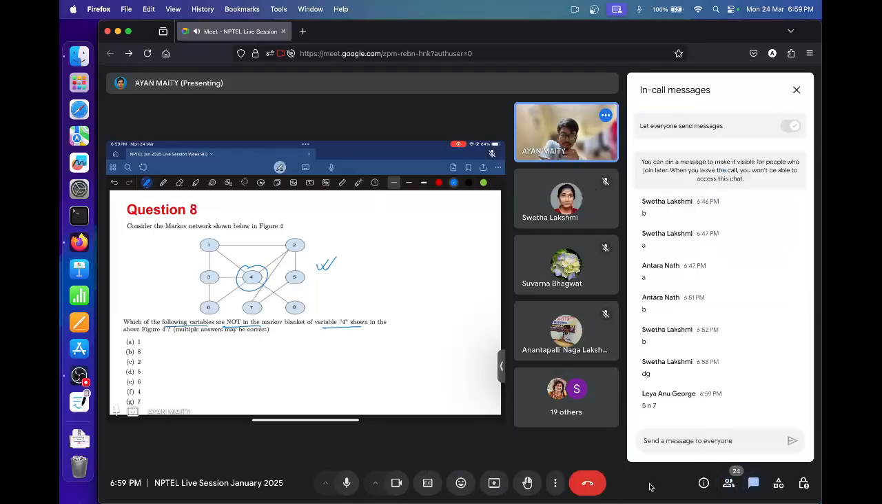So Lakshmi says D and G. So D is 5, G is 7. Leah, Anu, George says 5 and 7. Anantapalli, Naga, Lakshman Kumar says D and G.